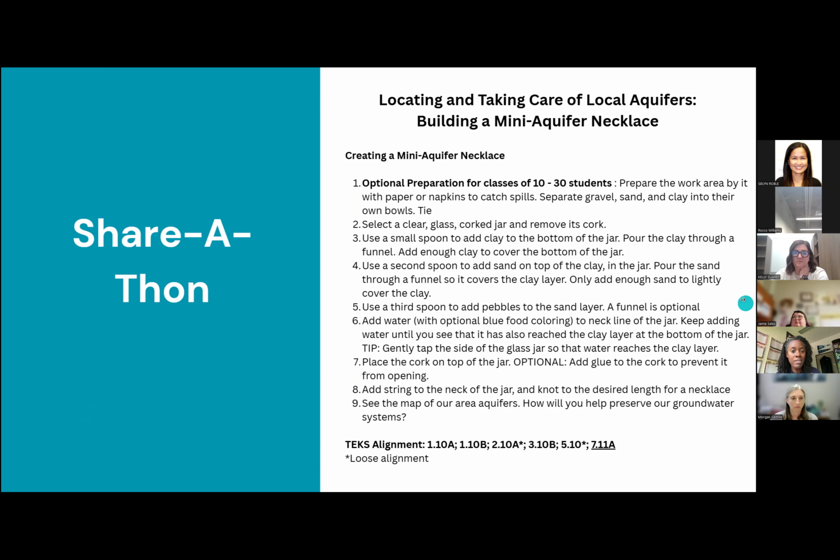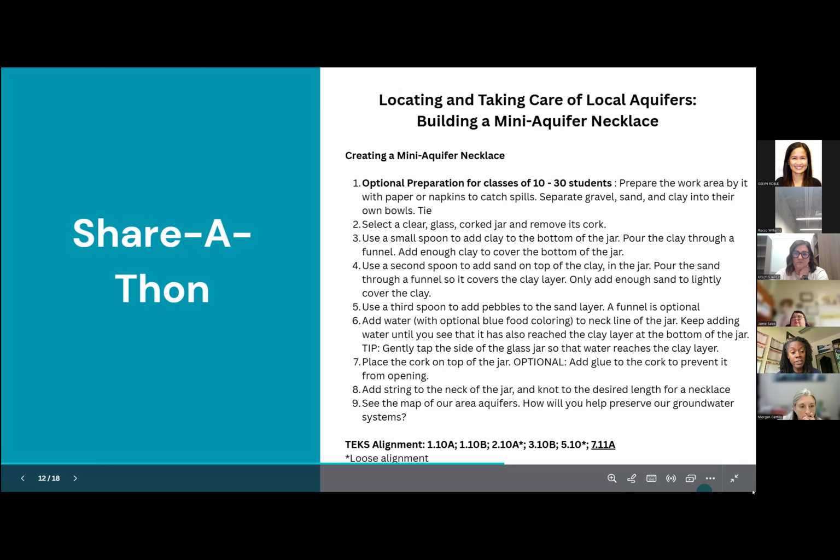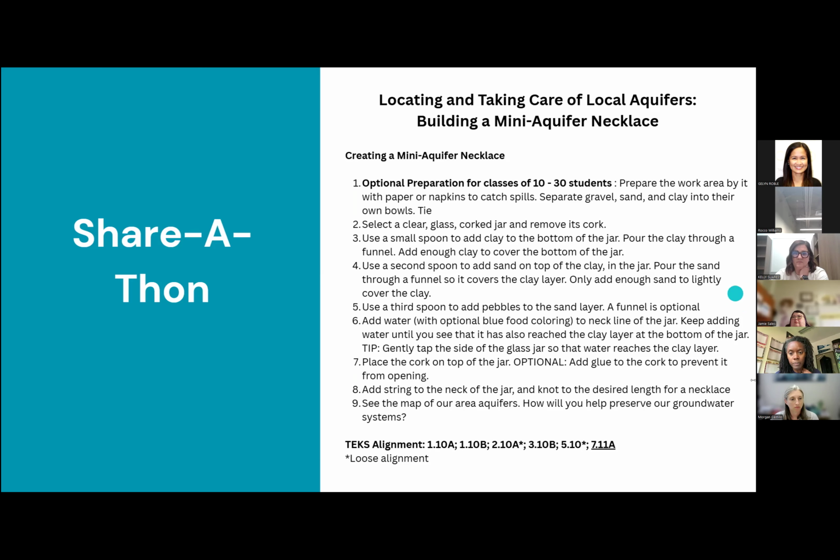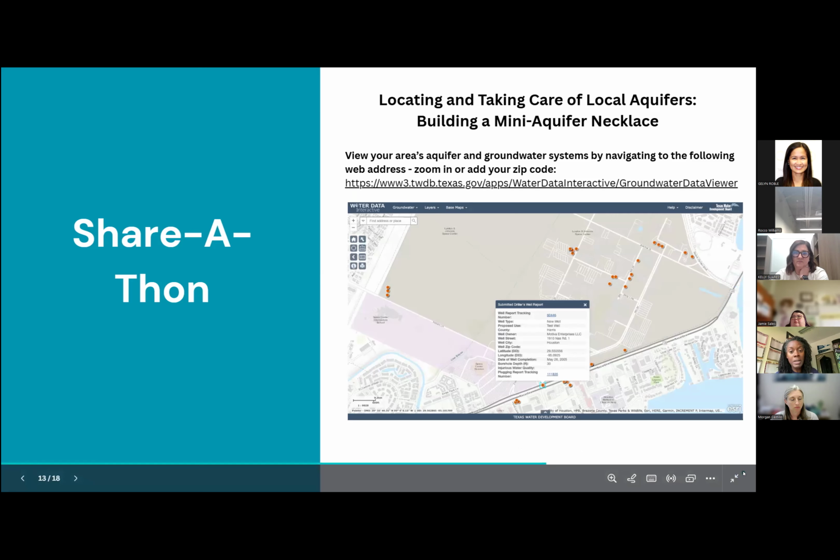The very last step on that slide is what I feel is the best part of the assignment, because it is a .gov site. If you can go to the next slide, please. And that is a clickable link. You are able to click on that link and put in your zip code, and it's specific to the state of Texas.